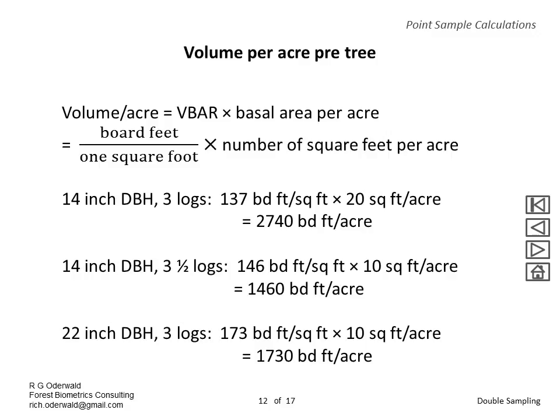The 14-inch 3.5 log tree has a V-bar of 146 board feet per square foot and 10 square feet of basal area per acre. The volume per acre for this tree is 1,460 board feet. The 22-inch 3-log tree has a V-bar of 173 board feet per square foot and 10 square feet of basal area per acre. The volume per acre is 1,730 board feet.